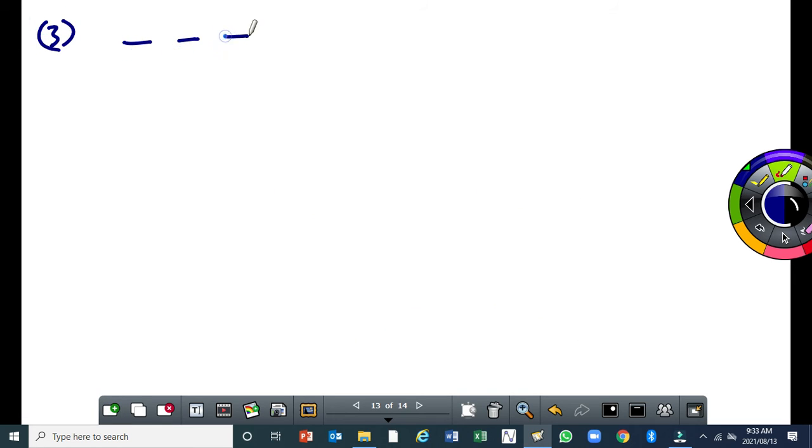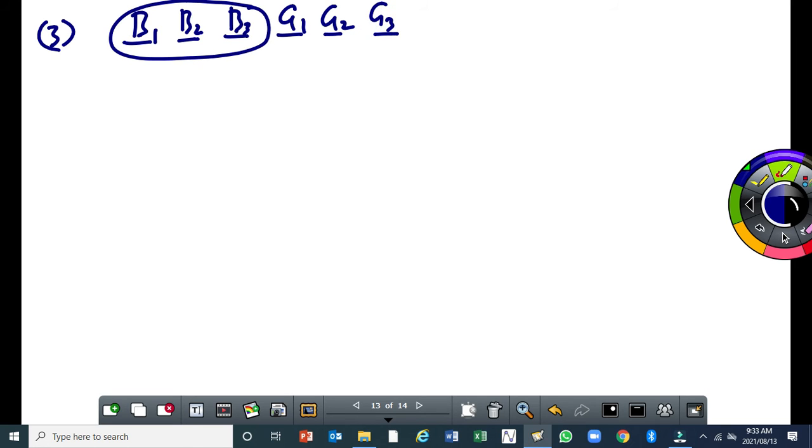So we have 6 positions. You can have boy number 1, boy number 2, boy number 3, then girl number 1, girl number 2, girl number 3. But the boys are supposed to be together, the girls are supposed to be together. So the number of ways is going to be what?